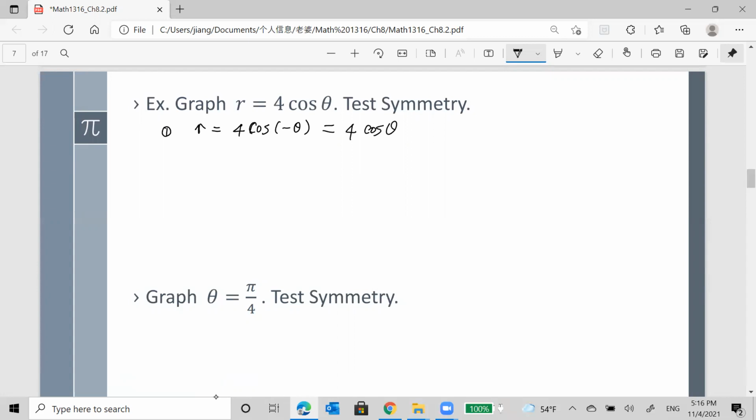So the original equation equals the equation we have found. That means it's symmetric to the polar axis.